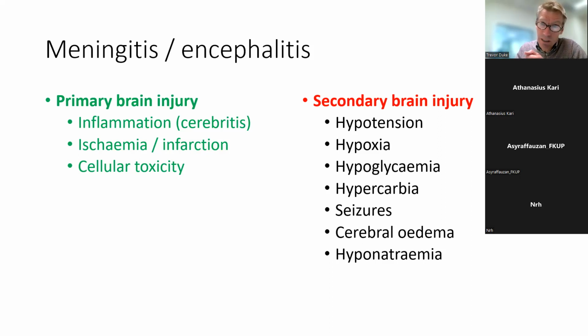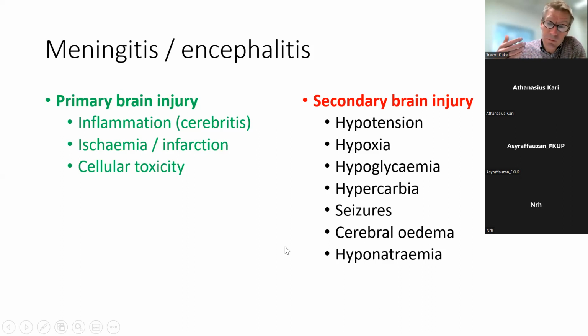So if a child with meningitis or any other brain injury has hypotension, their blood pressure's low, or they're in shock, or they've got hypoxia, or they've got hypoglycemia, or their hypercarbia, their carbon dioxide level is high, or they've got ongoing seizures, or they've got cerebral edema, or they've got hyponatremia, which just leads to cerebral edema, then they can develop secondary brain injury. And we might not be able to do much about the primary brain injury, apart from giving antibiotics, but we can do a lot about the prevention of secondary brain injury.